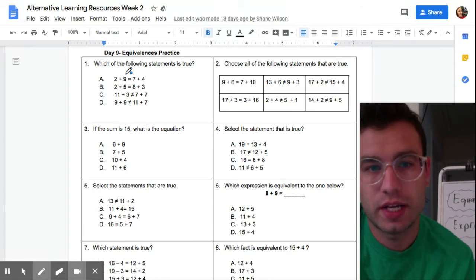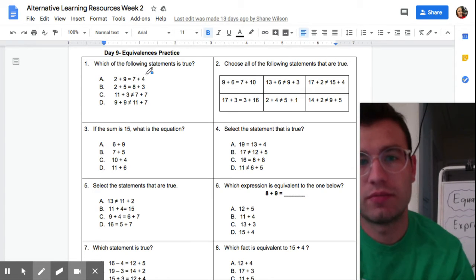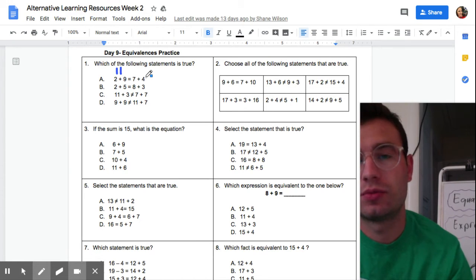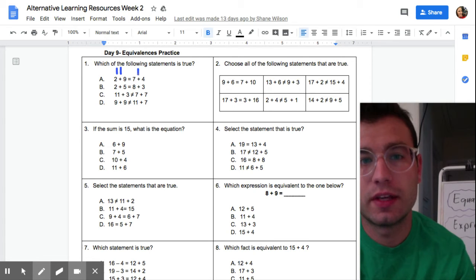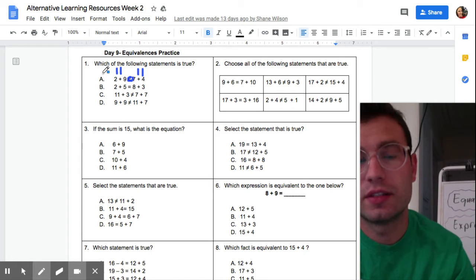So 2 plus 9 is equal to 7 plus 4. I know that 2 plus 9 is 11, which means this side should also be 11. 7 plus 4. That is 11 because I know 7 plus 3 is 10. So I know 11 is equal to 11. I go back to my symbol and make sure it says equal. It does, so I know this is a correct option, a true statement.